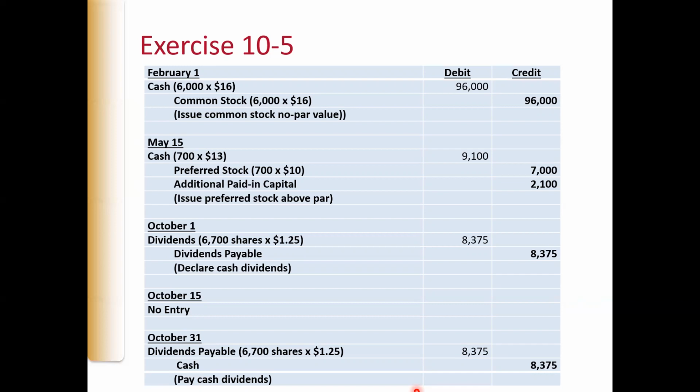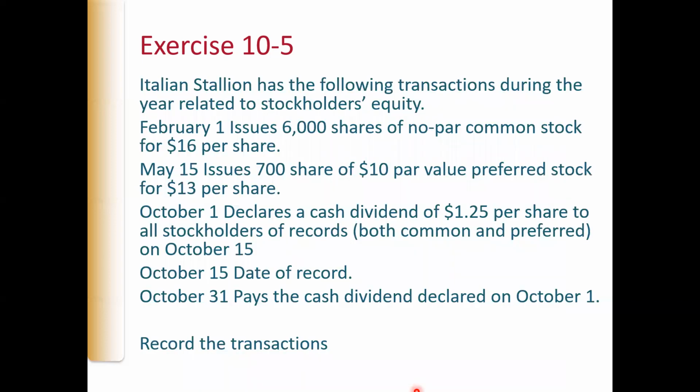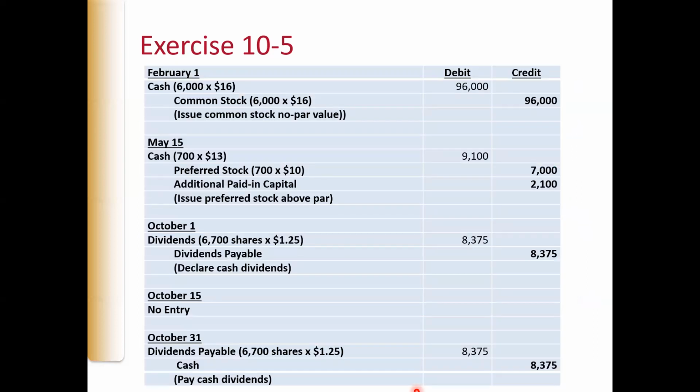Next one. On May 15th, we issue 700 shares of $10 par value preferred stock for $13 a share. Here it has a par value. So we separate. We debit our cash for 9,100, we credit our preferred stock for the par value. And then we credit additional paid capital for the difference.